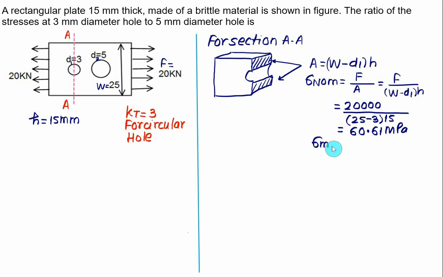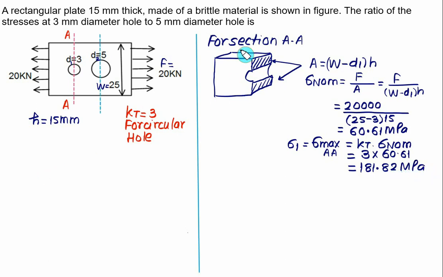So we have maximum stress at section AA. Let's say this value equal to sigma 1. It is not a principal stress, I am just denoting it sigma 1, which is equal to theoretical stress concentration factor multiplied by nominal stress. Theoretical stress concentration factor is 3 and nominal stress is 60.61. So this value of sigma 1 is very close to 181.82 megapascal.